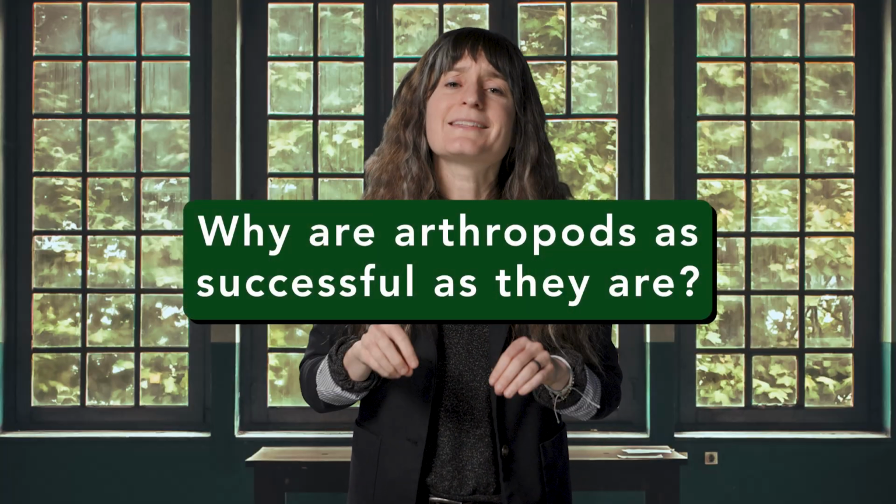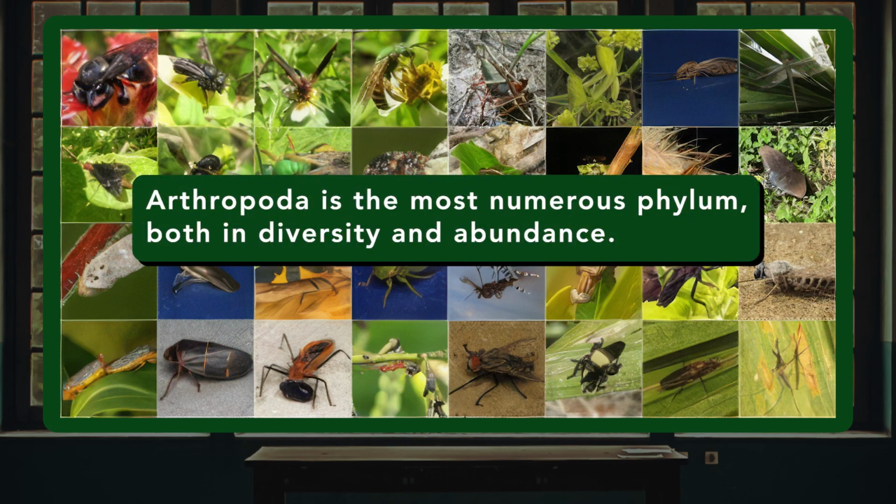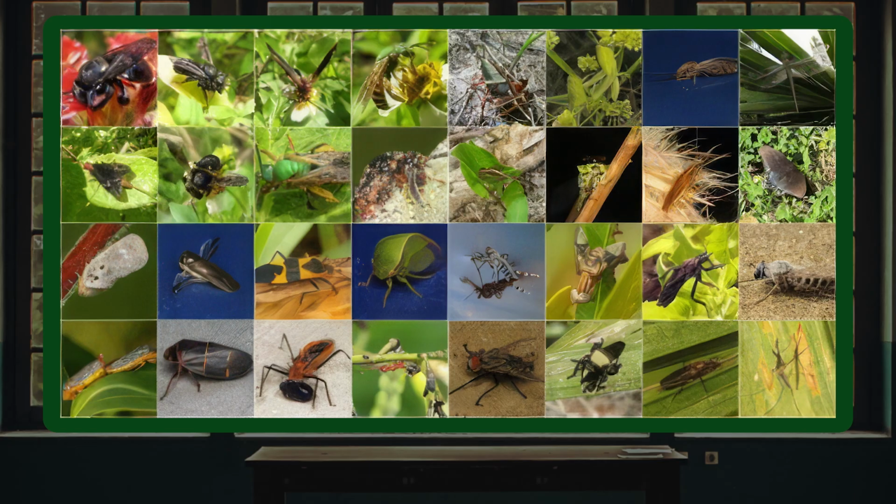Before we dive into the arthropods, I want you to consider one really important question, and that is, why are arthropods as successful as they are? The phylum Arthropoda is the most numerous phylum that exists on Earth, and that's both in terms of the species diversity, or the number of species represented in that phylum, and also in terms of the abundance of individuals within each of those species. We might also argue that arthropods have an outsized economic impact on the world, either as pollinators, pests, or vectors of parasites for people.